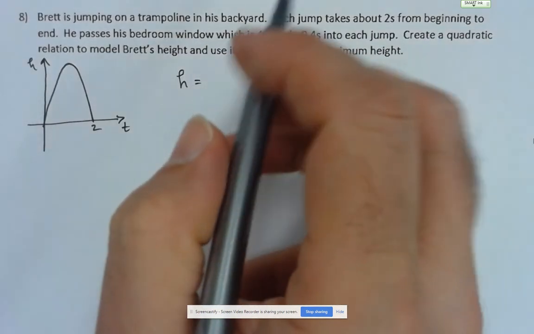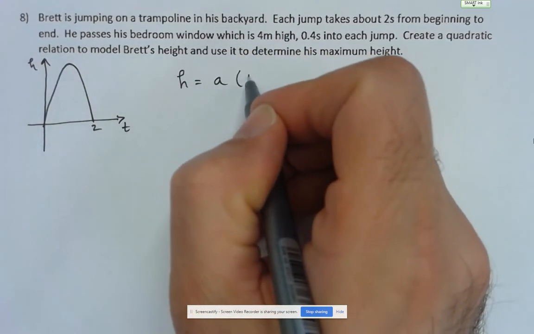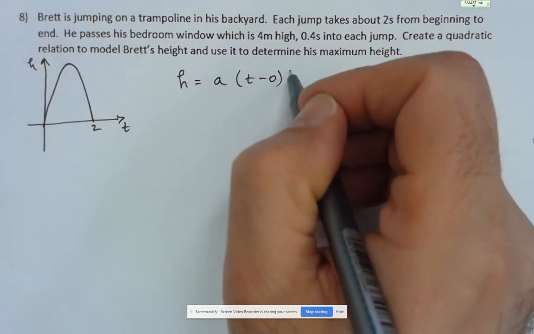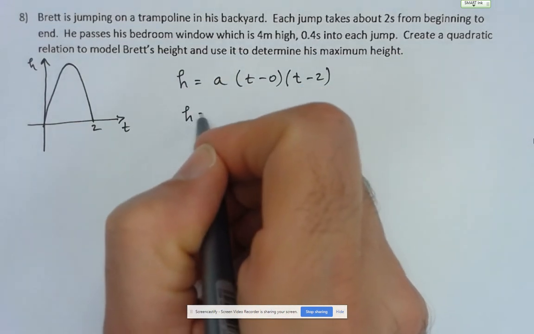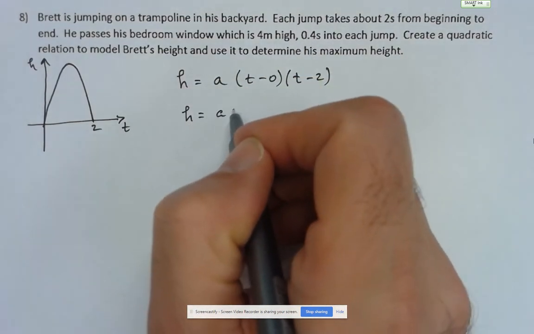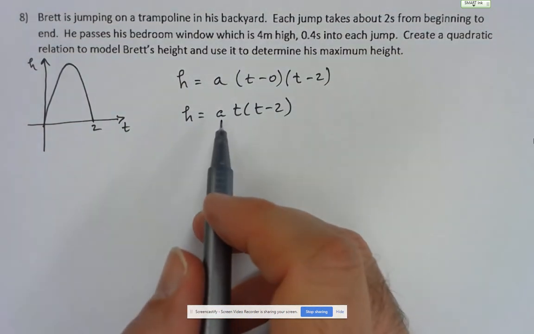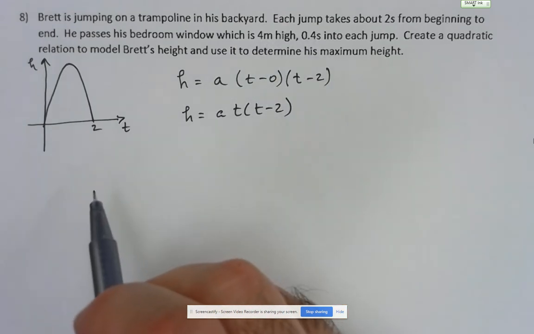h is equal to, well, what I'm missing is the a value, times t minus, well, the first x-intercept is 0, and the second x-intercept is 2, so t minus 2. In other words, I know my equation will look like this: a times t times t minus 2. Of course, what I'm missing is the a value, and this is why they had to give us some other piece of information.